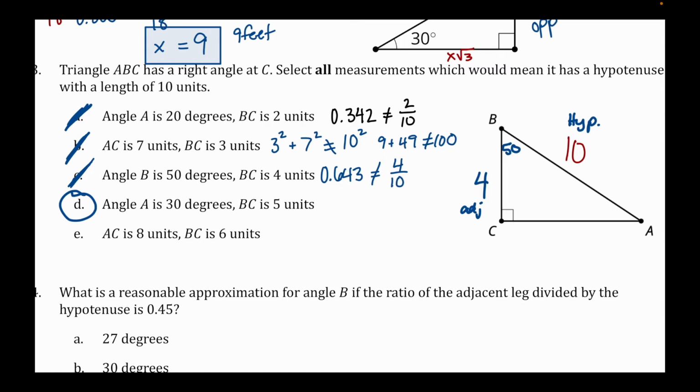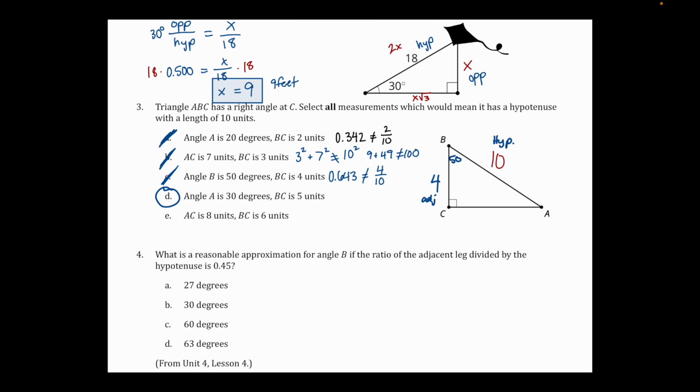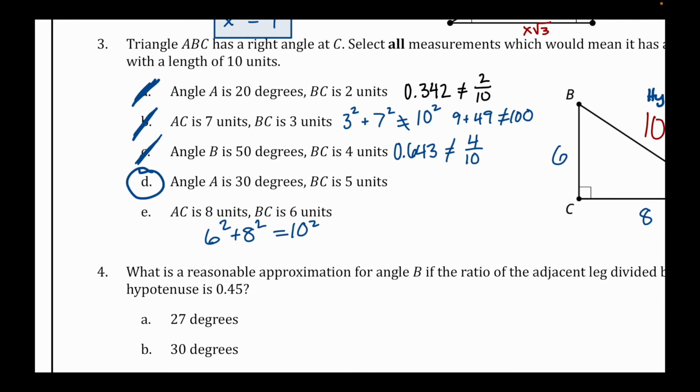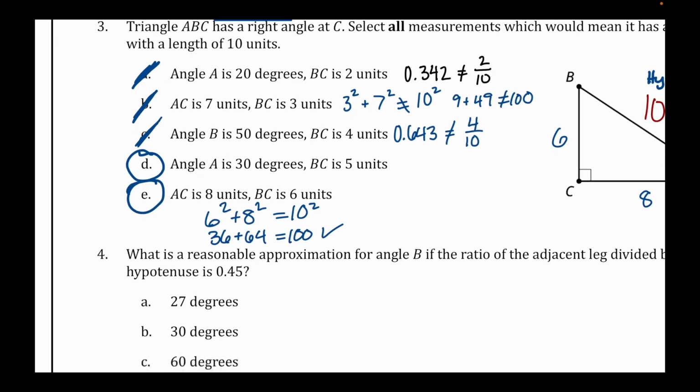That leaves us one last one. AC is 8 and BC is 6. And so we want to check if that one works. And since they're giving us all measurements here of the sides and no angles, that means we can use the Pythagorean theorem. So AC is 8 and 6. 6 squared plus 8 squared. Is that equal to 10 squared? The answer to this is going to be yes, it is, because this is 36 plus 64 equals 100, which is equal to 100. So D and E are the only acceptable answers here.